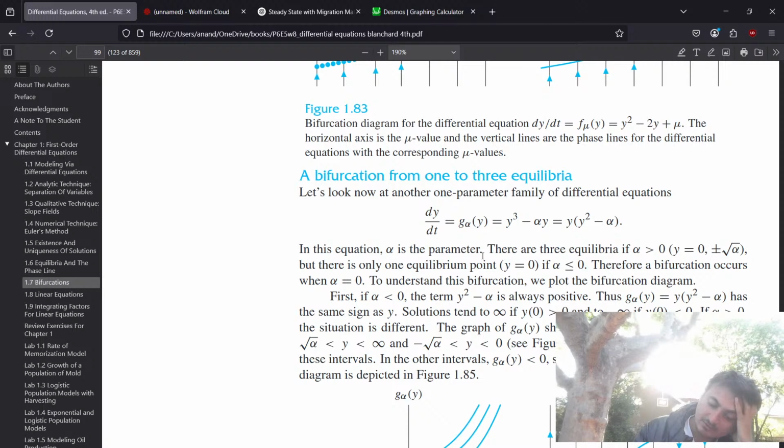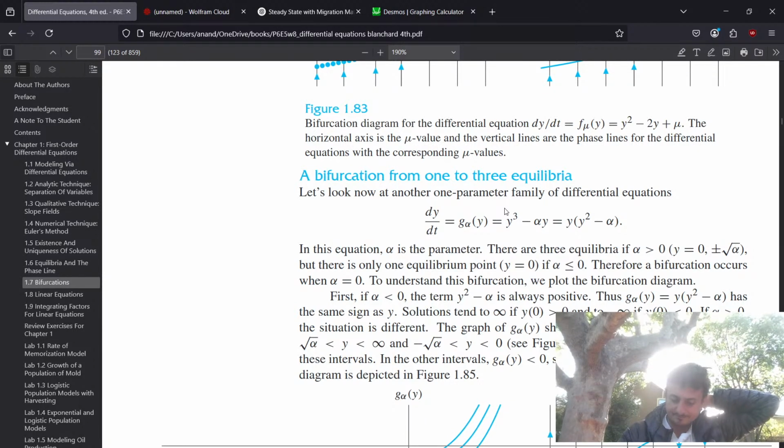So whenever alpha equals y squared, we have an equilibrium.